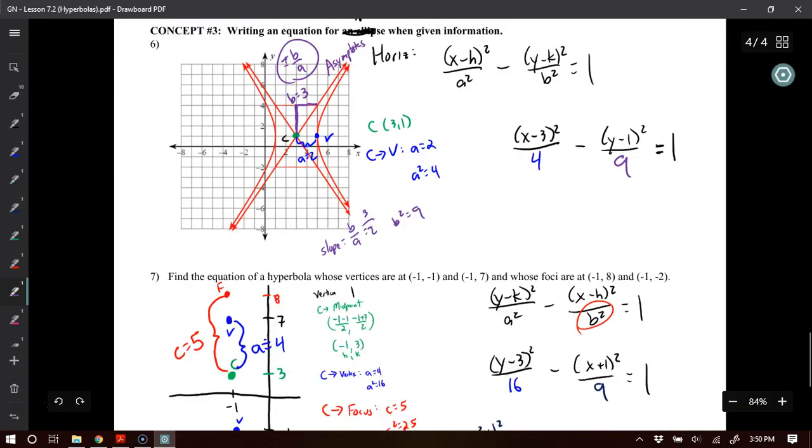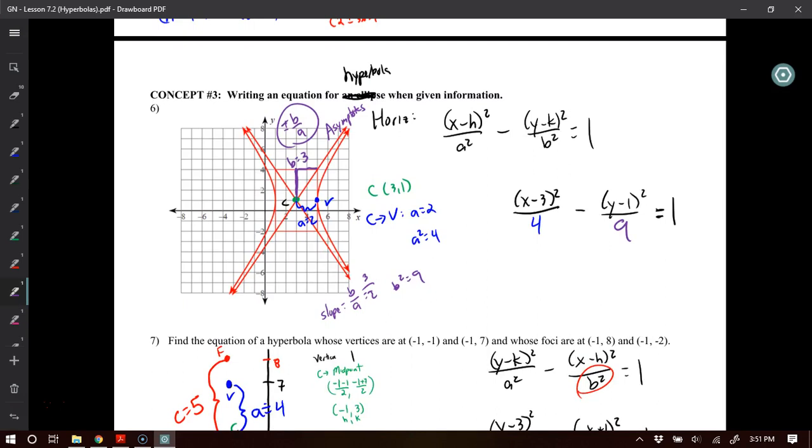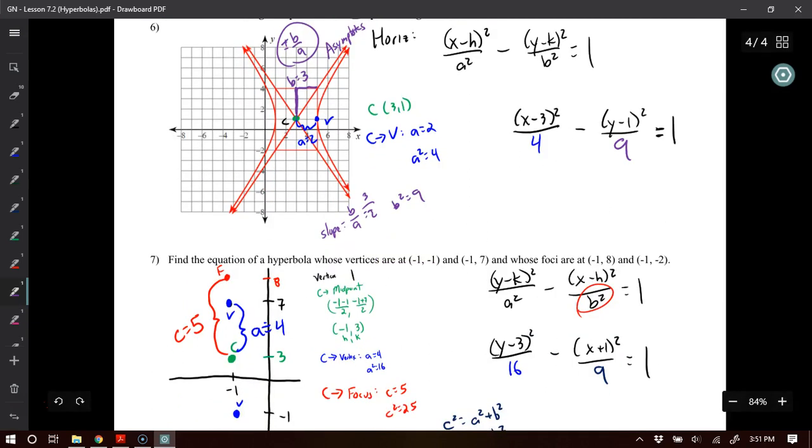The third concept on your quiz is being able to write the equation of a hyperbola from either a graph or information given in words that could be graphed. But this is the structure for your hyperbolas lessons and your quiz.